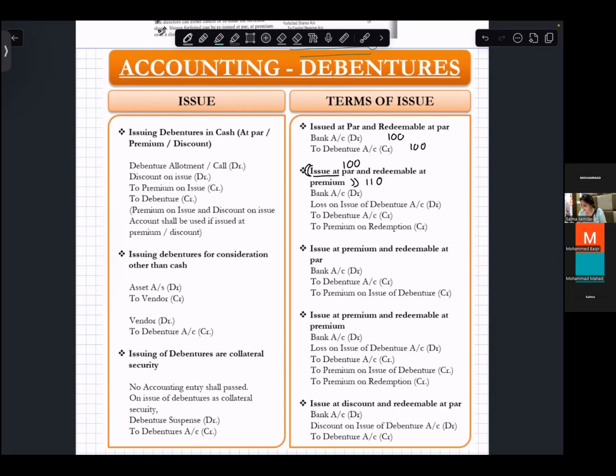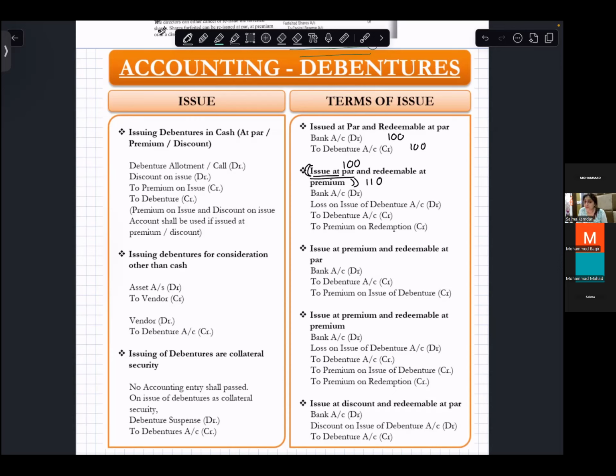Now let's talk about the issue at par. What will be the entry for issuing at par? To bank account debit, like loss on the issue of debentures. Don't copy. Think. This is not the correct entry that I'm asking for.